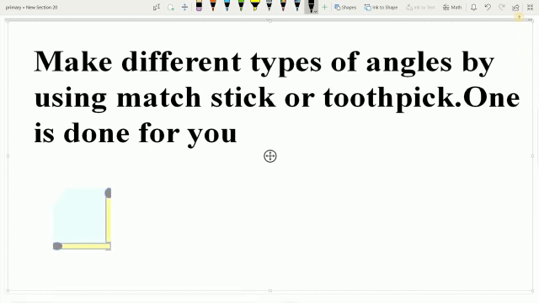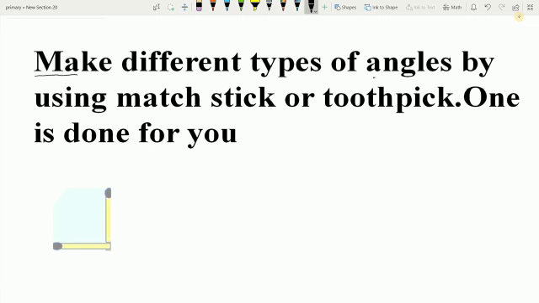Now it's practice time. And your question is, make different types of angles by using matchsticks or toothpicks. One is done for you. So students, you have to form different types of angles by using matchsticks and toothpicks. So please do it and we'll meet in the next video.